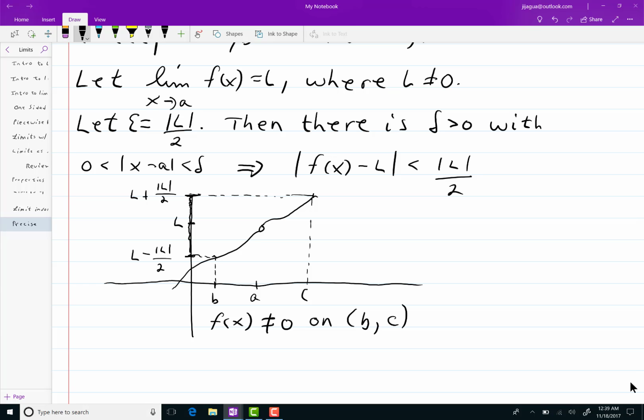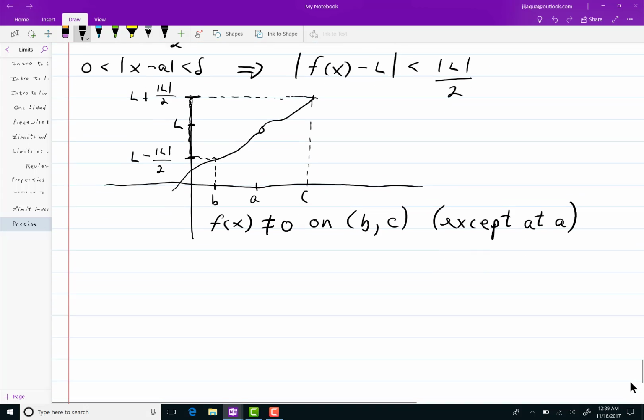See, this has a hole here, so it's possible that they could have defined f of a to equal 0, and that would screw everything up, but it really doesn't because these limits don't care what happens at a. So I'll just say except at a. I don't even care if it does or not. I should really say except possibly at a.